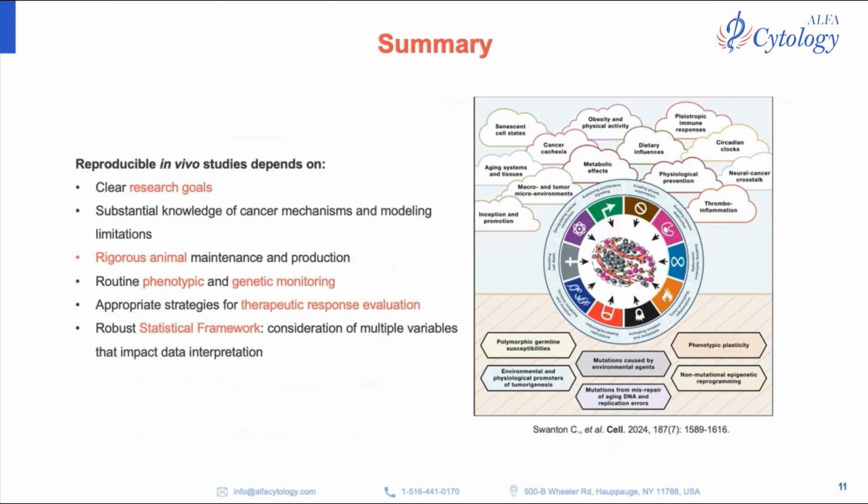To sum up, reproducibility in in vivo studies depends on a range of factors: setting clear goals, understanding the mechanism of cancer, maintaining rigorous animal health standards, and employing a robust statistical framework. Each of these elements plays a role in producing high-quality, interpretable data that can guide clinical applications.